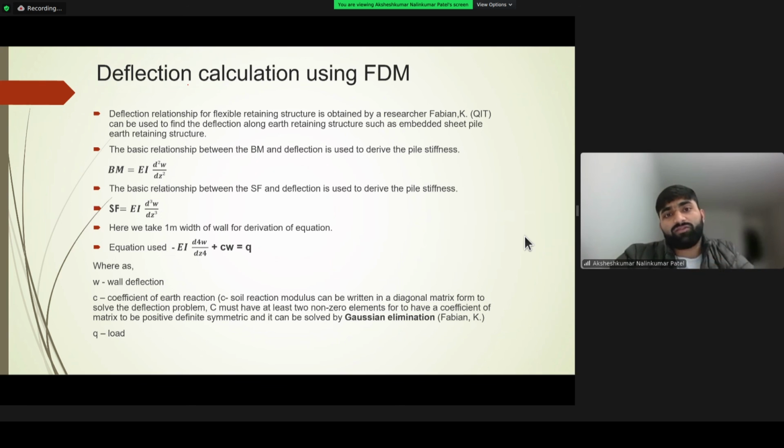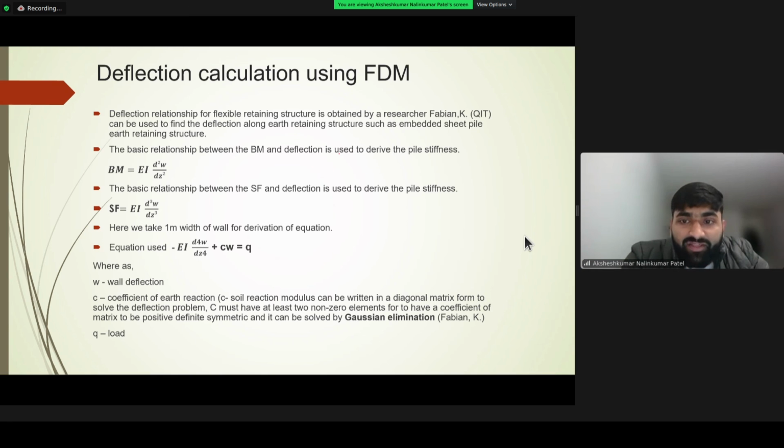We can also calculate the deflection using the FDM. Here we are going to use a formula invented by the researcher Fabian Kim. It can be used to find the deflection along the earth retaining structure, which is an embedded sheet pile earth retaining structure.